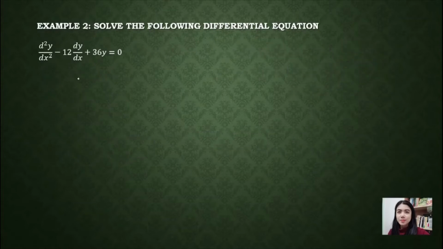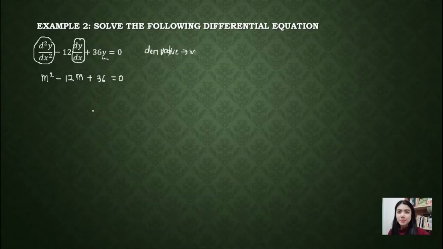Now we solve the second example. So we're going to use the same concept. We're going to change the derivative into the m. So this is actually the second order derivative, so we have to change it into m to the power of 2. Minus 12, this is also a derivative, so this is the first order. We're going to change it into m to the power of 1, plus 36y. The y here is not a derivative. When this is not a derivative, it should not have the m. So then it's just equal to 0.